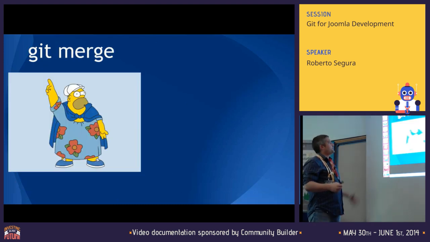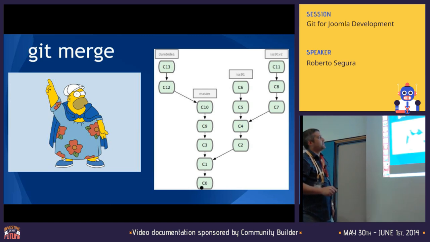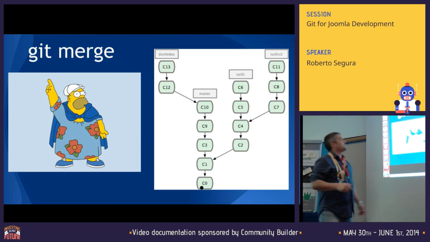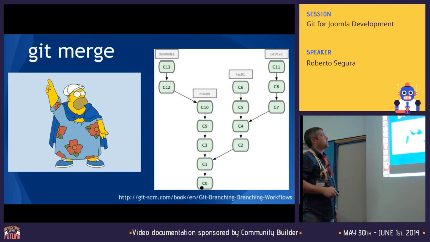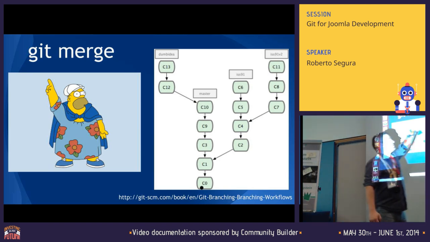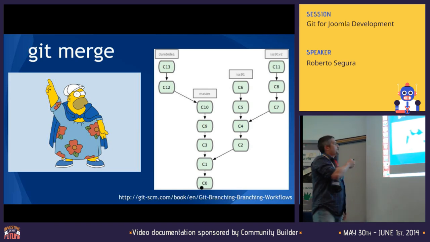Then we have to merge to put everything together. And this is an example of a development situation. We have the master branch that is clean, which is supposed to be stable. And then we have branches. This is issue 91, 92, a dummy that I have. And the git merge command is to put everything in the same branch. That's the git merge command.